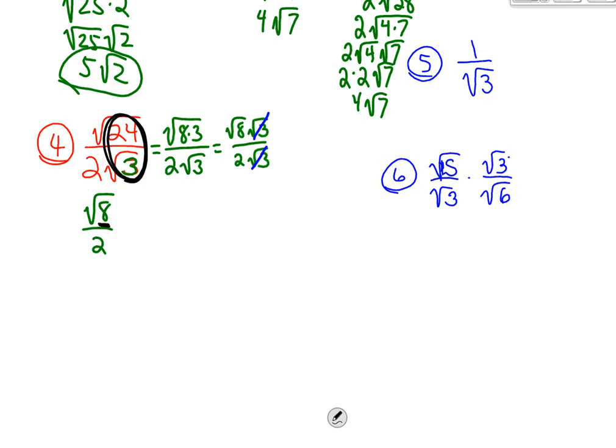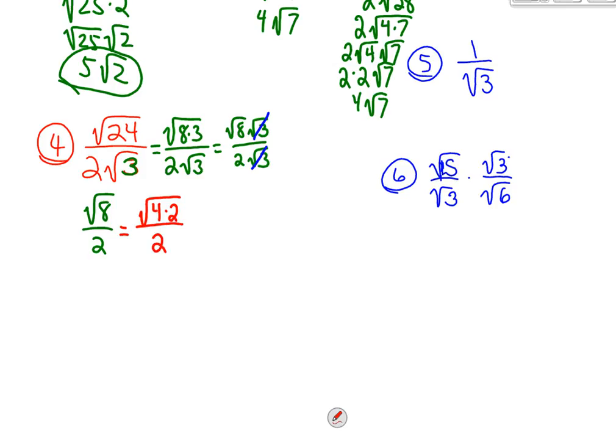So take a minute and write that. Then we need to put this in simple radical form still. And so 8 has a perfect square factor of 4. 4 goes into 8 evenly. So I'm going to rewrite this as the square root of 4 times 2 over 2.